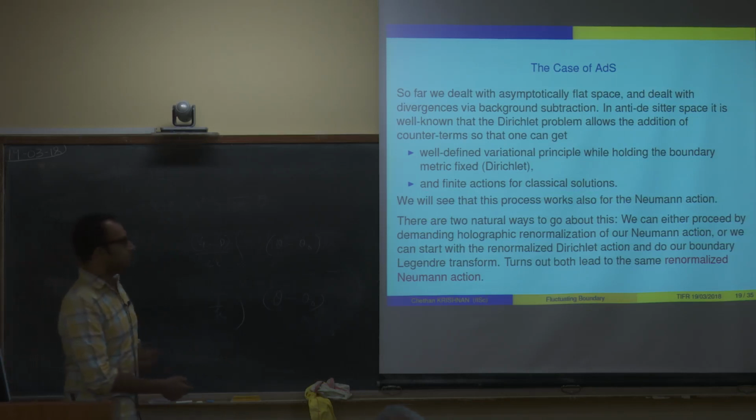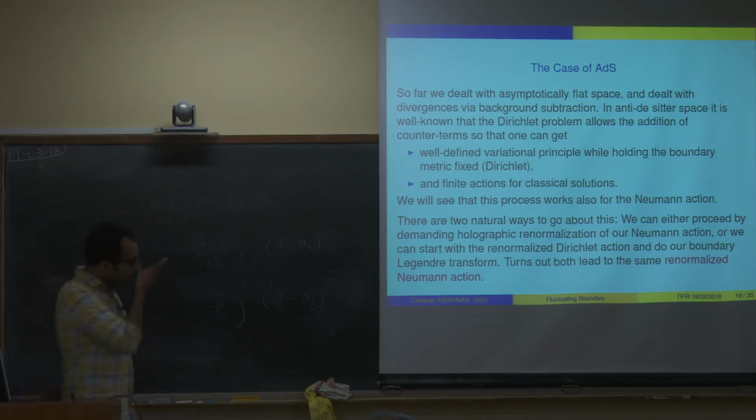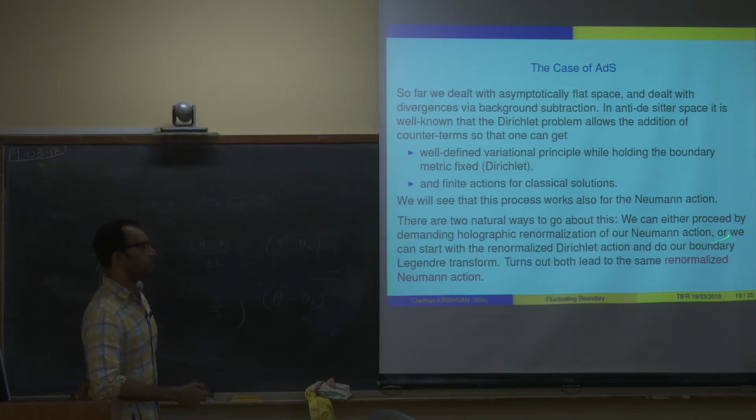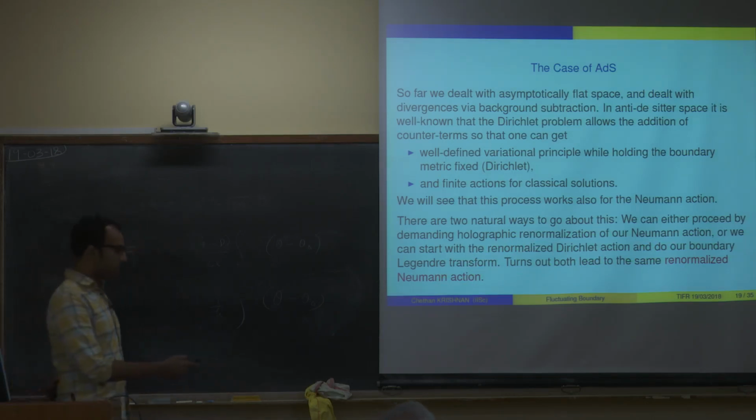So we can try to operationally do what one can do for the Neumann case, and there are two natural ways to go about it. We can either proceed by demanding holographic renormalization of our Neumann action with the boundary piece, or we can start with the renormalized Dirichlet action and do our boundary Legendre transform. These are two strategies by which one might construct a renormalized Neumann action, and it turns out that both of them give you the same answer.